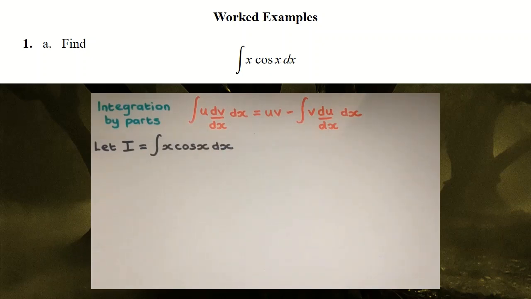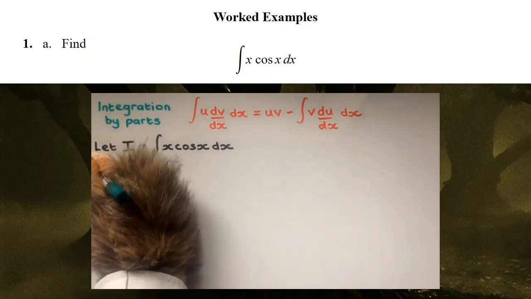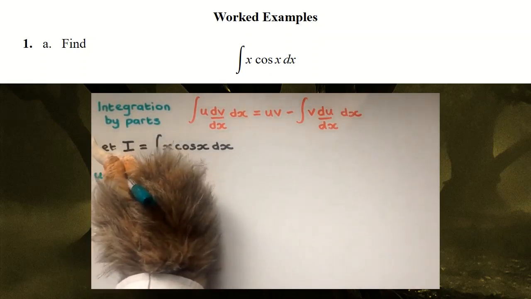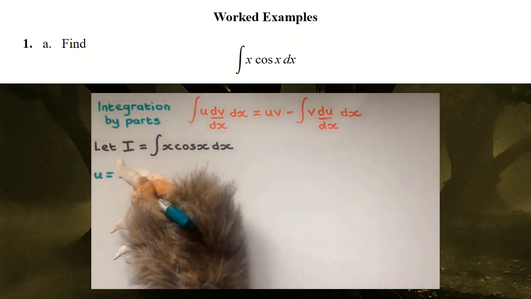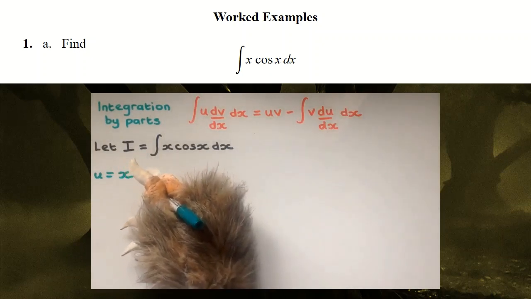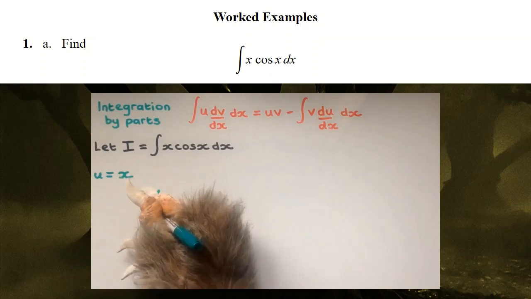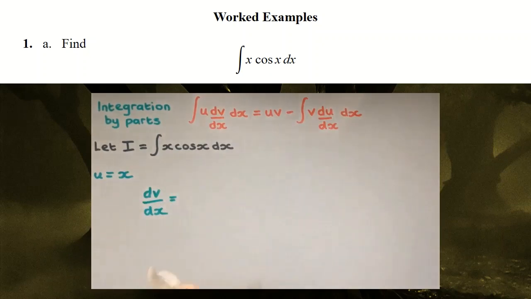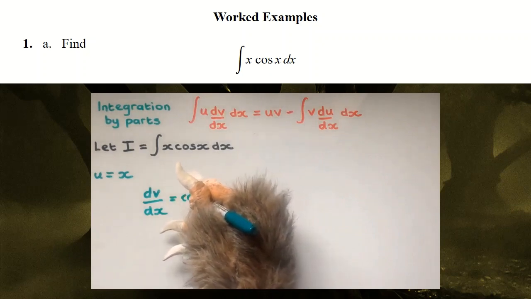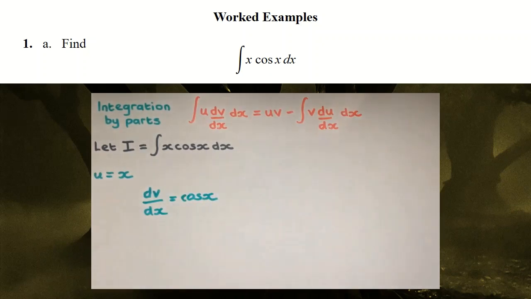So let's write down what our u and our dv by dx are going to be. So that's our first job. So I'm going to do that here, a little aside. So u is going to be x. And I'm going to write dv by dx here. And that's going to be cos x. And that's our first product inside the integral. So what we need to do now is to write down what du by dx is first of all, and what v is going to be.